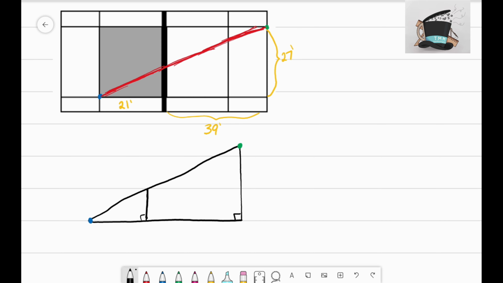Again, I want to make sure that we draw in all of the labels for each side. I know that this bottom side here is 21 feet. I know that this part of the bottom right triangle is 39 feet. I know that this side here is 27 feet. Then I'm out of sides. I don't know any other measurements for the sides, but 68 asks you to find all of the other sides. What other distances can you find?